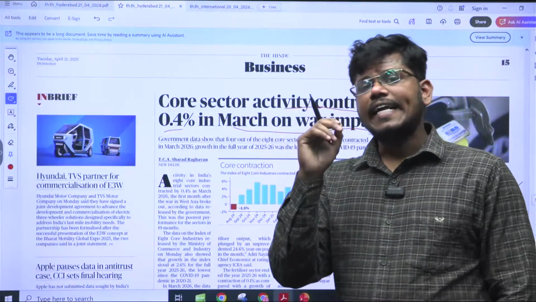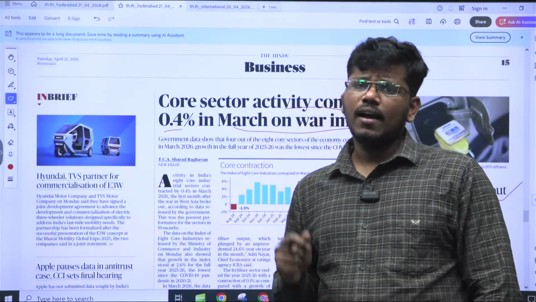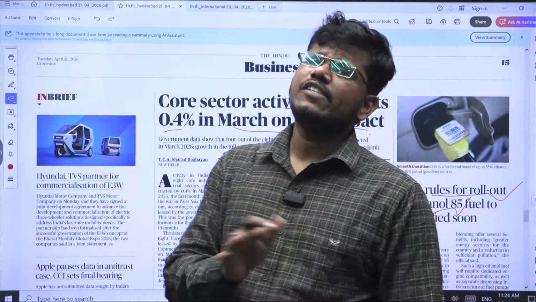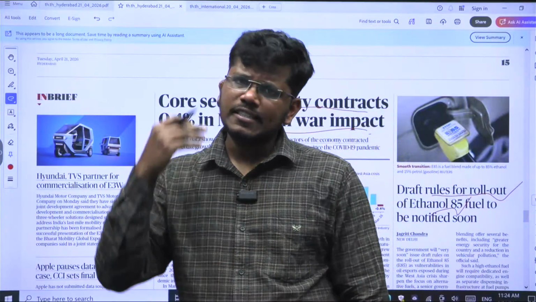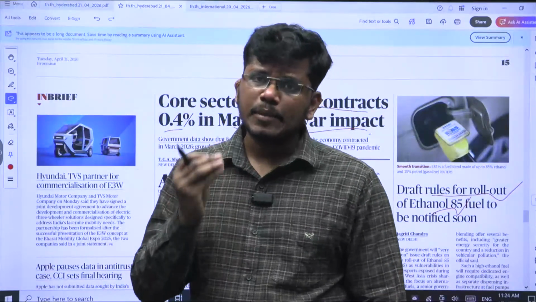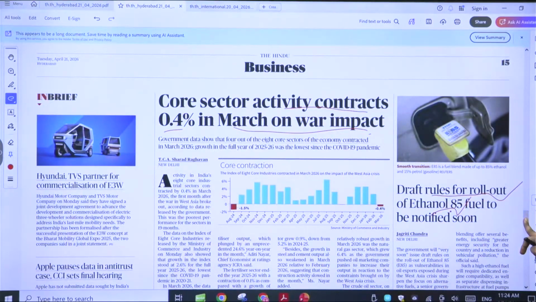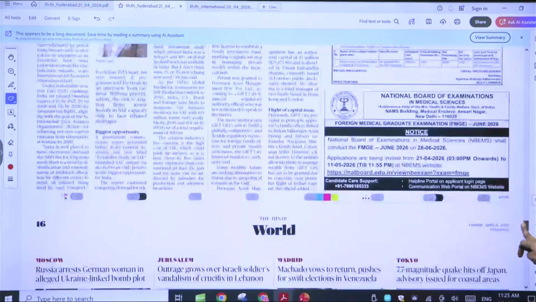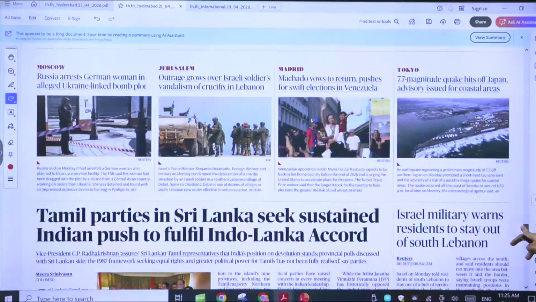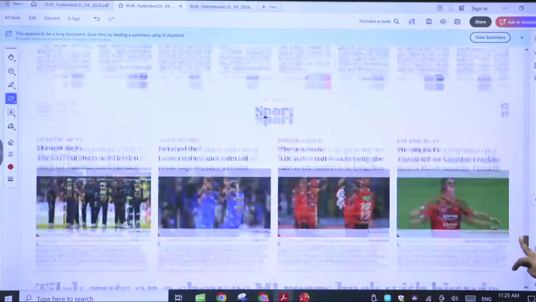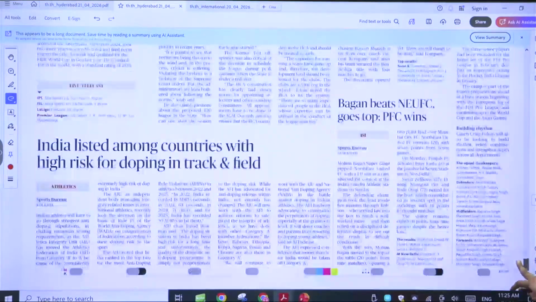E85 means 85% ethanol is there. For that, normal traditional E20 bike engines will not work. There is a need to make separate special engines to use this ethanol 85. So next. Yeah, these are the important news articles of the day.